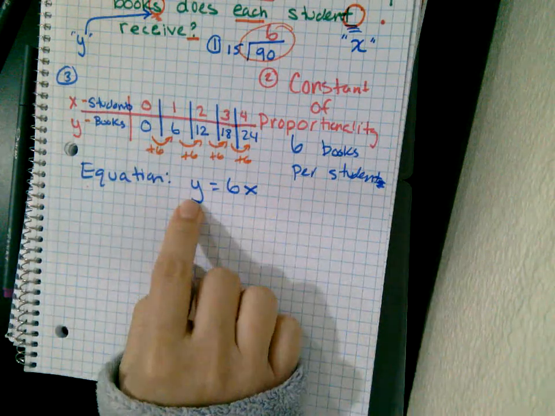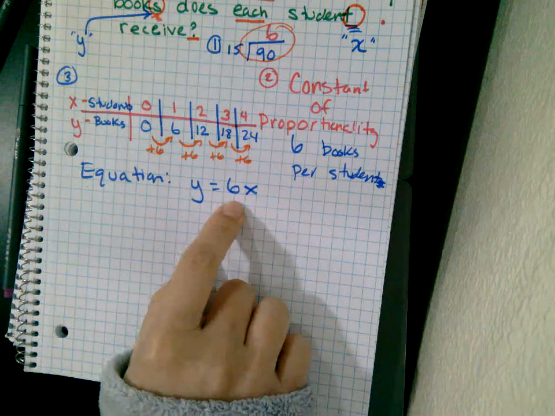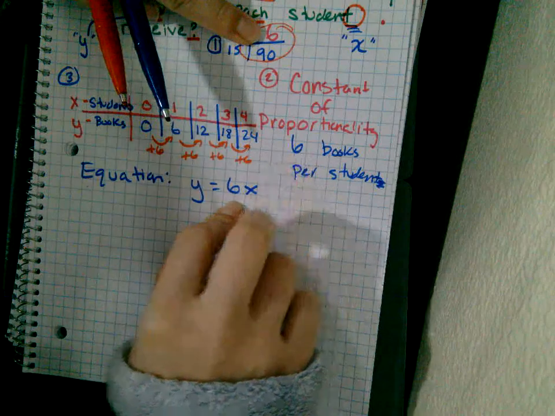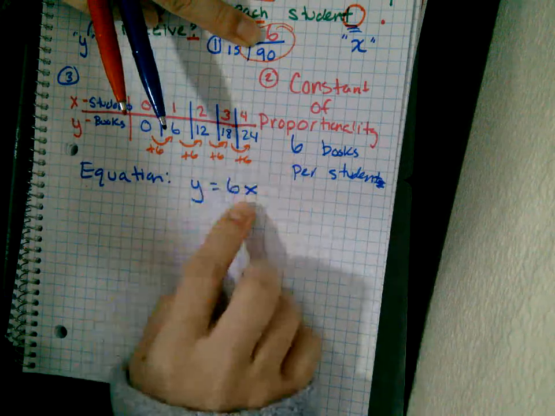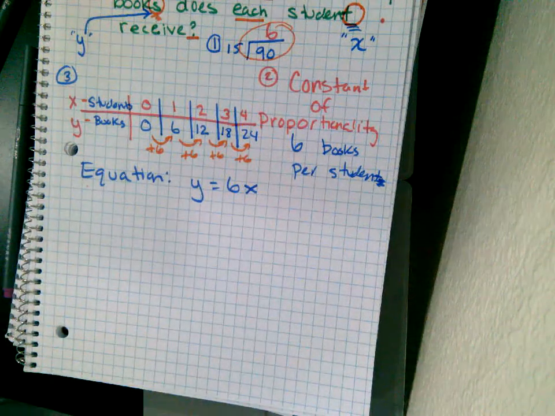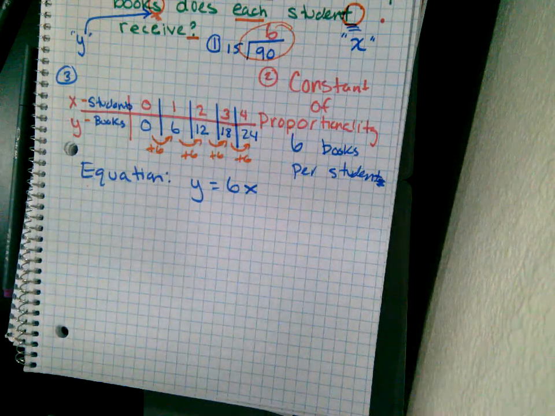You start with y equals, this 6 is that 6 right there. Is that 6 right there. Is all those 6s right there. So this 6 is just the number you first divided with, which is why it's super important you divide correctly. Super, super important you divide correctly because it's everywhere.